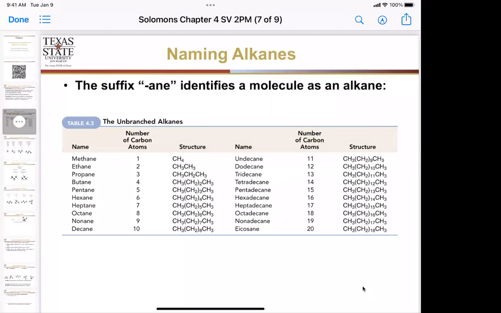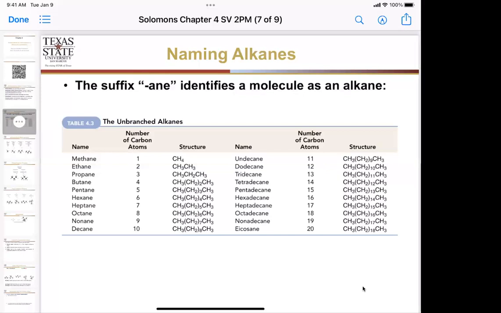And when you name the longest chain, you use meth, eth, prop, but for the first four. And then of course it's much more, with the penta, hexa, hepta, etc. So that number that's in there is the number of carbons in the main chain. Okay, we're going to call that the prefix.